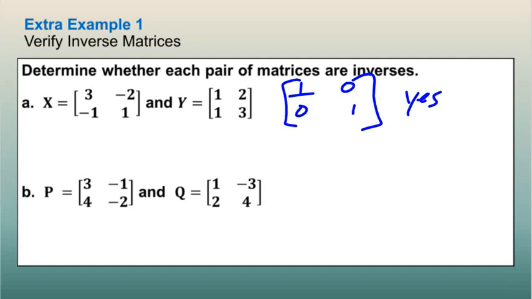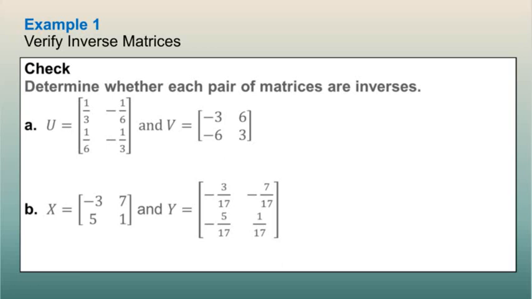Next, here let's test this one out. So we have 3 times 1 plus negative 1 times 2 gives us 1. We have 3 times negative 3 plus negative 1 times 4 gives us negative 13. So no, this is not an inverse.